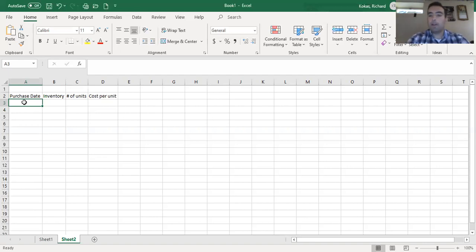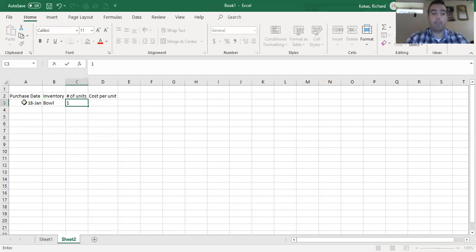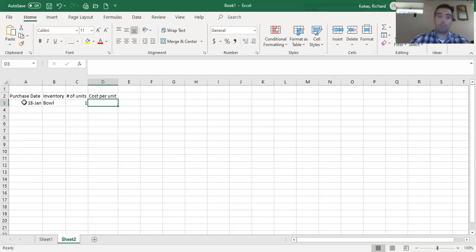So we're going to pretend we bought these bowls on three different dates. The first one, on January 18th, we purchased a bowl. I don't have to specify styrofoam bowl for our little example. For the number of units, we're only going to pretend we bought one on each date. We'll start simple and then work our way up to more complex, but the key is understanding the most simple version of LIFO, FIFO, and weighted average. The January 18th bowl cost us just $1.